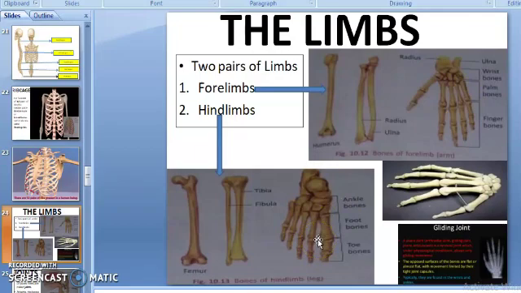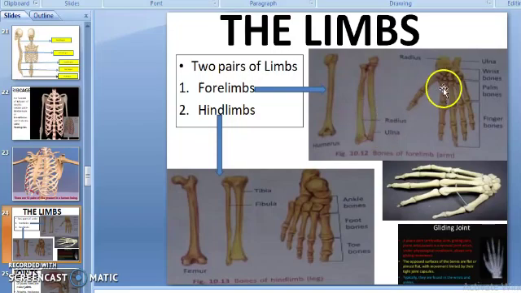Now see the forelimbs. First we are talking about forelimbs, which contain 30 bones each, and hind limbs also contain 30 bones each. In the case of forelimbs, there is the humerus in the upper arm. This is the humerus in the upper arm. Then radius and ulna. These are the names of the bones which are joined to the humerus in the forearm.